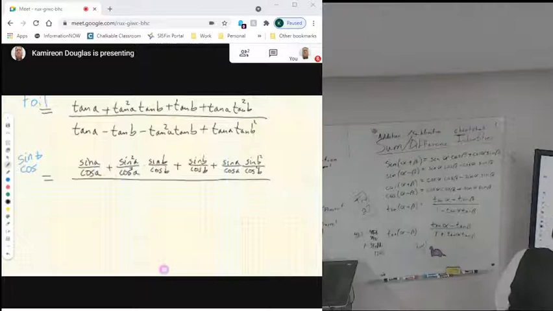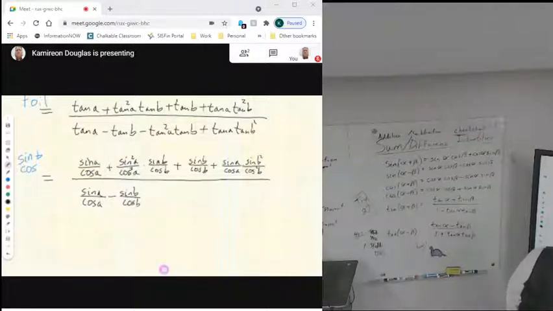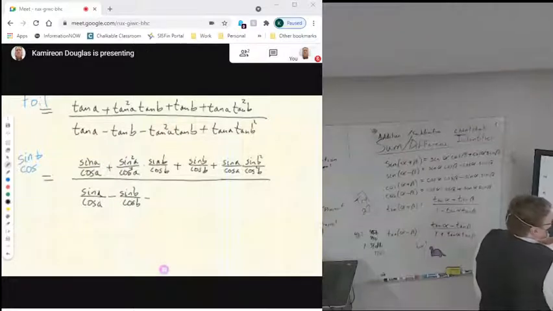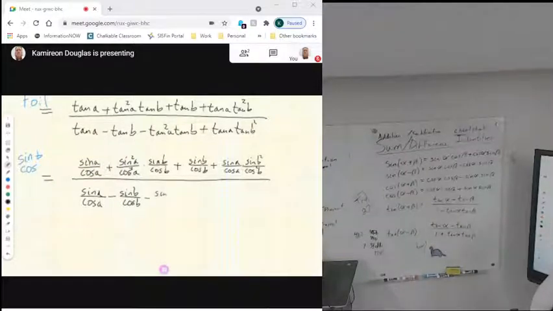We end up with tangent A becomes sine A over cosine A. Minus tangent B becomes minus sine B over cosine B. Minus tangent squared A tangent B becomes sine squared A over cosine squared A times sine B over cosine B, plus tangent A tangent B squared, so that'd be sine A.